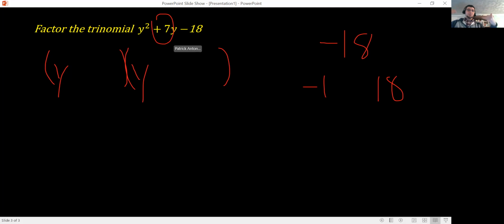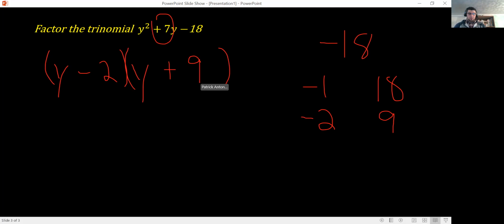So if you start listing factors of -18, 1 and 18 isn't really going to work. You have -2 and 9. Those add to positive 7 and also multiply to -18. So those are our two factors. So (y - 2)(y + 9).